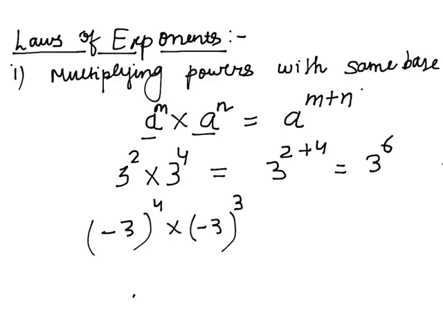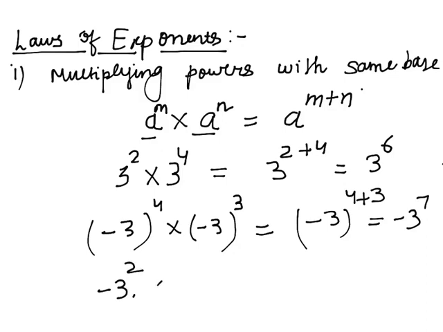So in this also, as the base is same, in both these it is minus 3, our base is minus 3 and it will become 4 plus 3. So it will give us minus 3 raised to the power 7. If we have minus 3 raised to the power 2 times positive 3 raised to the power 4, in that case, here we have also 3 and 3, but here it is minus 3.